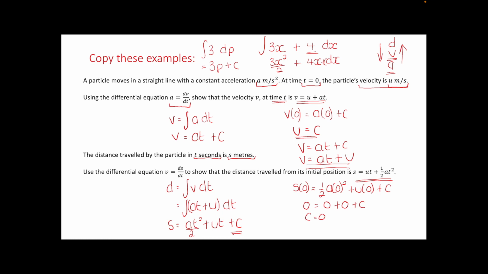Again, we have to substitute that back into our equation. So replacing our c by 0, we have got that s equals a half at squared plus ut. And again, comparing that to what they wanted us to find, that is what they were looking for. So that must be your final answer down there.